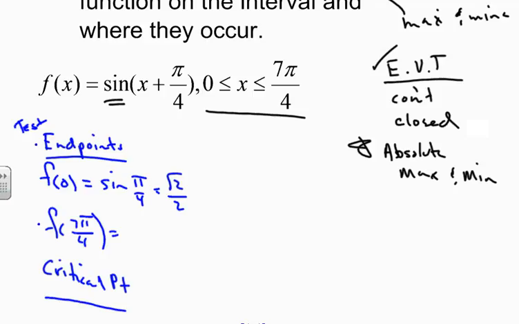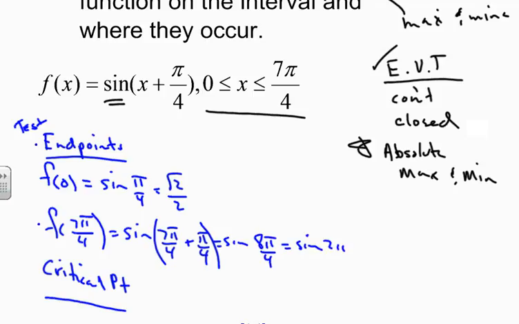And when we have this, sine of 7 pi over 4 plus pi over 4 is going to give us 8 pi over 4, which then gives us sine of 2 pi. Sine is the y value, cosine is x, so the y value at 2 pi is 0. So we have two values: square root of 2 over 2 and 0.